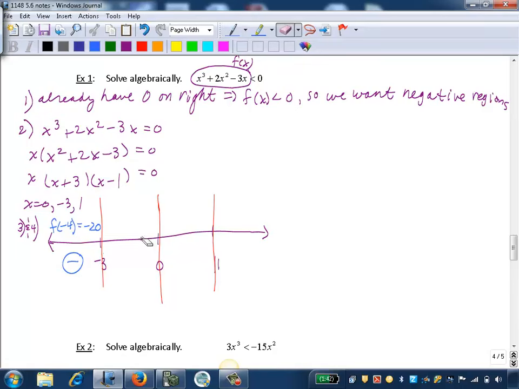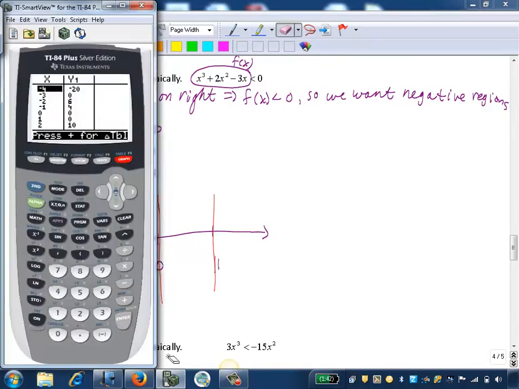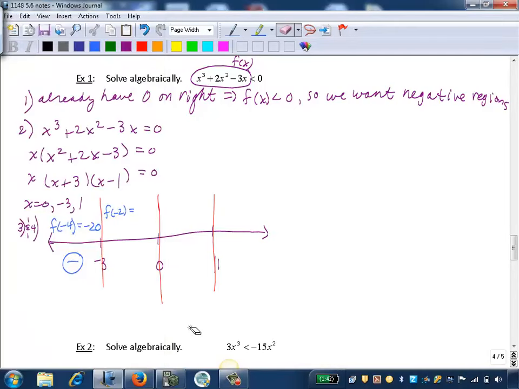Now we're going to test a point between negative 3 and 0. So I chose negative 2. So I'm going to find f of negative 2. I'm going to find the y value when x is negative 2. So again, you can go to your calculator, use the table. When x is negative 2, y is 6. So I need you to show me that. Again, you don't have to use that point, but whichever point you choose, you have to show me that work on the number line. So again, we don't care specifically that it's 6, but we do care that it's positive. So any number in this region is going to give us a positive y value.